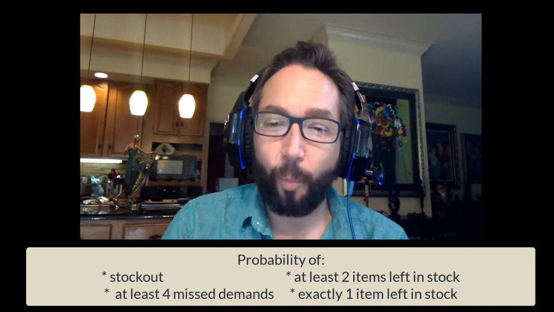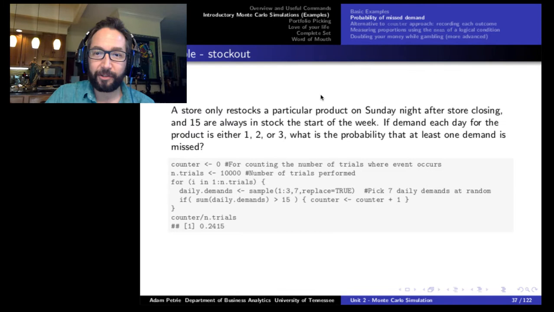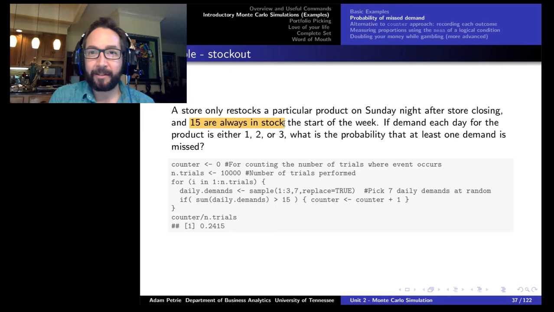And to illustrate that, let's revisit the Stockout example problem. So in this case, what we're imagining is that there's some store that always starts out the week with 15 products in stock. So Monday morning, doors open, there's 15 of this item in stock. Random demands come in 7 days a week. It's either 1, 2, or 3 with equal probability. And you were asked to estimate the probability that there would be at least one missed demand by the time that the restock happens. So does the total demand over 7 days equal 16 or more? 16 would be one unmet demand, more would be at least one unmet demand here.